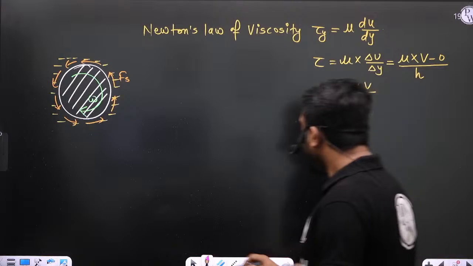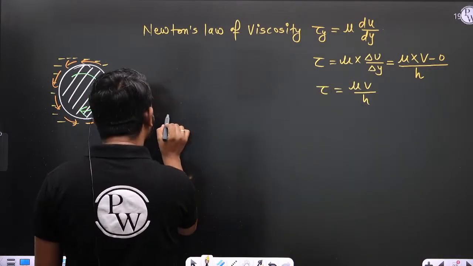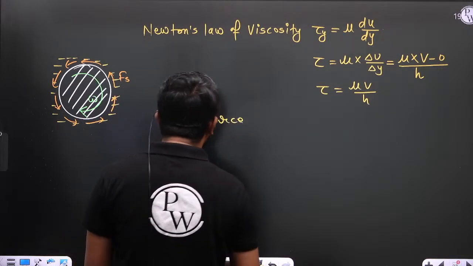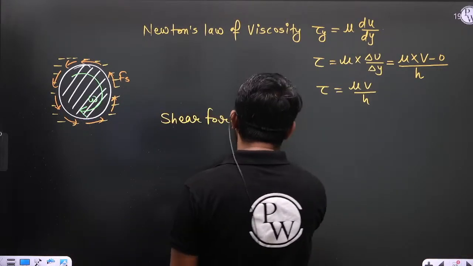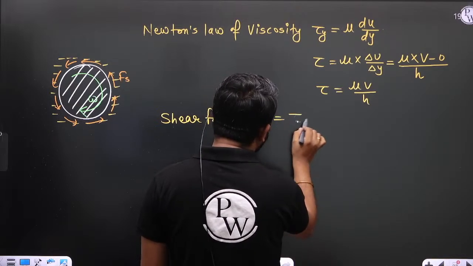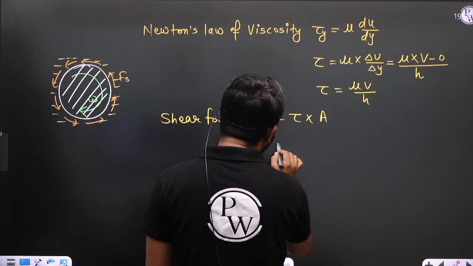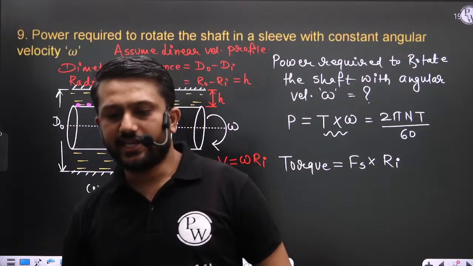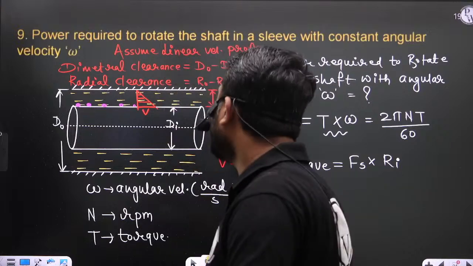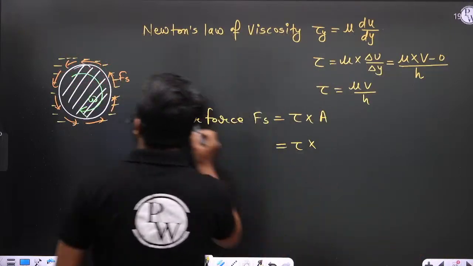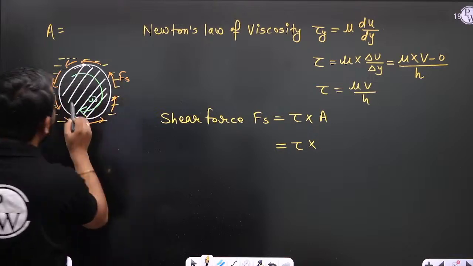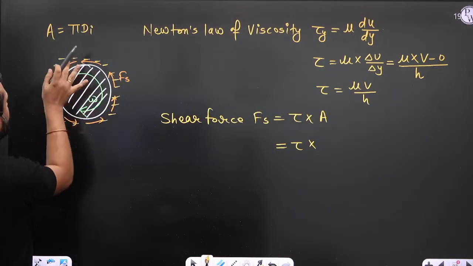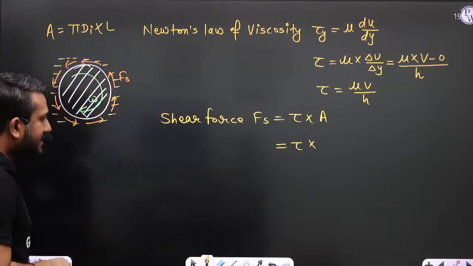Now calculate the shear force, or viscous force, or resistance force. Shear force is equal to tau multiplied by the shear area. Can anyone tell me what the shear area is? The shear area is pi into di, and perpendicular to the monitor there is a length L. So this is the shear area.